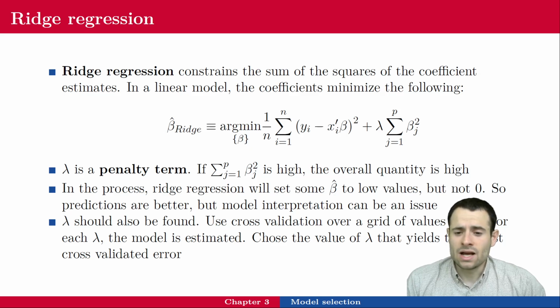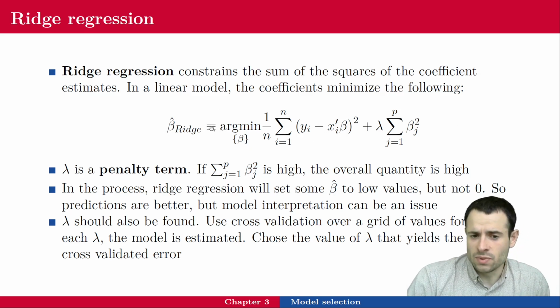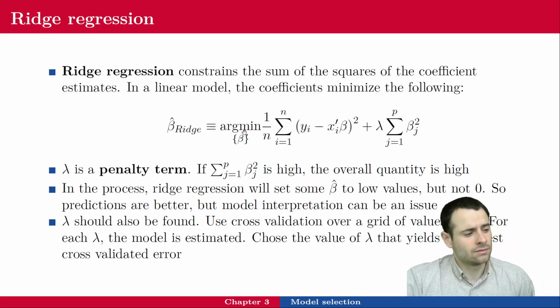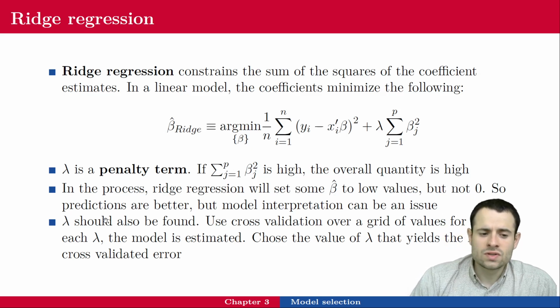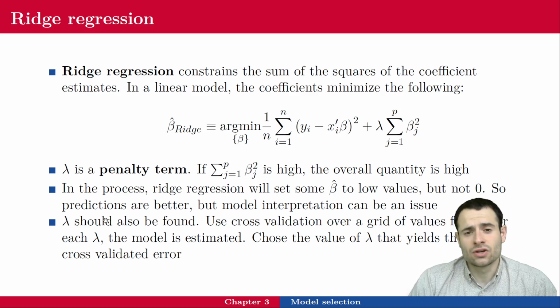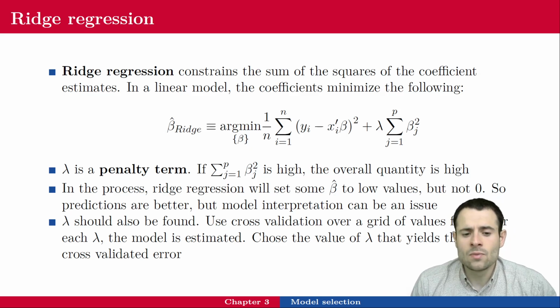Note that lambda should also be found. Lambda is not part of the minimization process. The minimization only happens for beta. Lambda can be found using a method called cross-validation. This is something I'm going to go over in a couple slides, so bear with me. The idea is that we're going to use another process to find the optimal lambda.